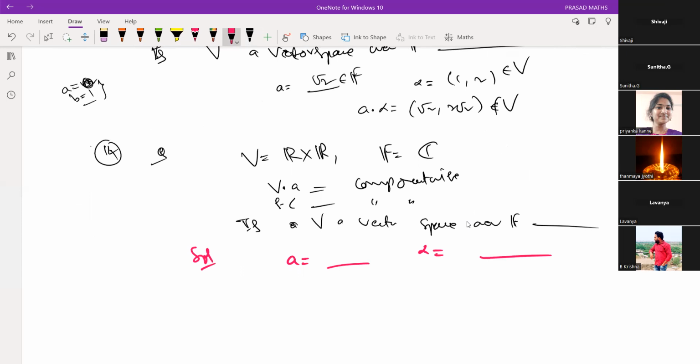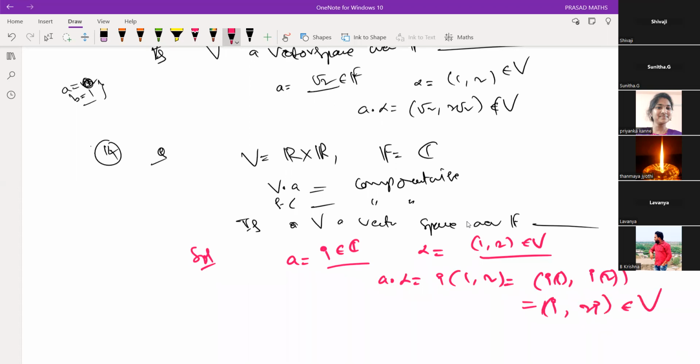The scalar a is i. It's a complex number, no doubt. Give me alpha. Alpha is (1, 2). Then a times alpha is i times (1, 2). It's component-wise, therefore it is (i, 2i). Is it an element of V? No. Therefore, it is not a vector space.